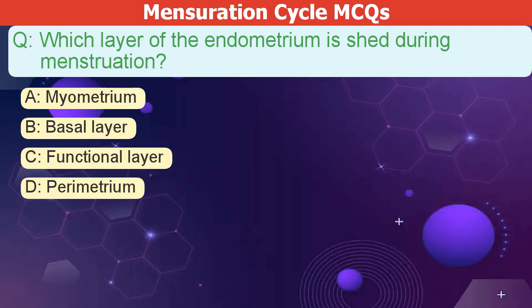Which layer of the endometrium is shed during menstruation? A. Myometrium. B. Basal layer. C. Functional layer. D. Perimetrium.